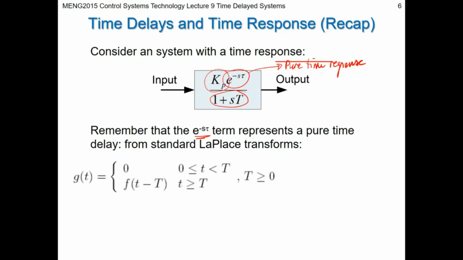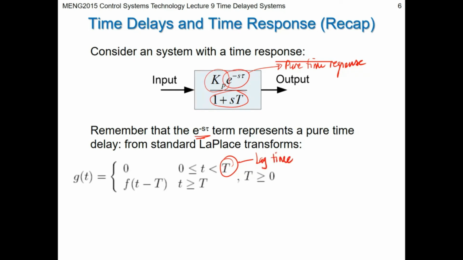I wrote it by hand on the last slide, but this is where I have it in the slide, that if we have a system that has zero output for time less than T, which is a lag time.